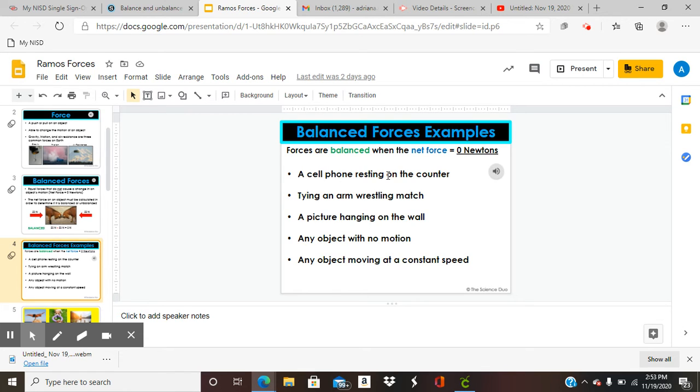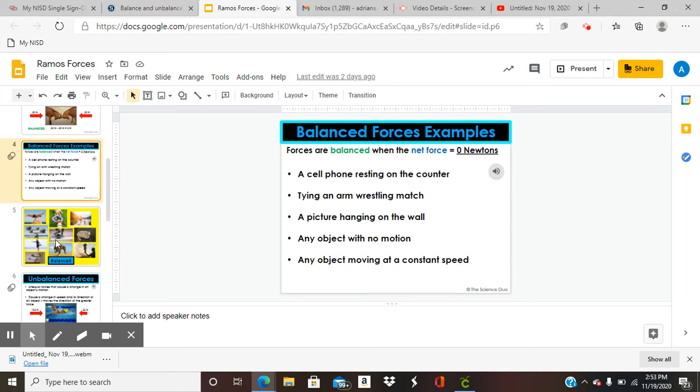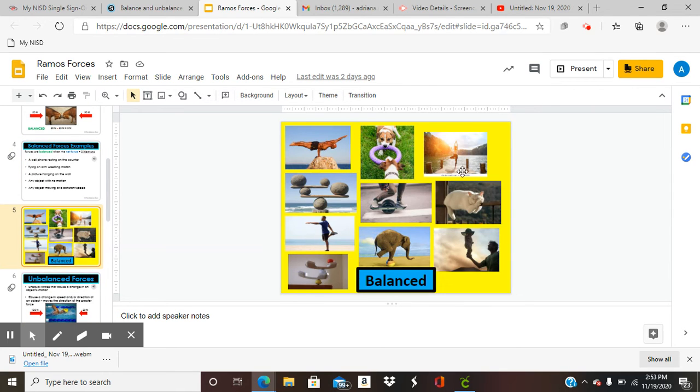So a cell phone resting on a counter, here are some examples. Tying an arm wrestling match. A picture hanging on the wall, an object with no motion, an object moving at a constant speed. Okay, those are forces that are balanced. And then here are some pictures of balanced forces.